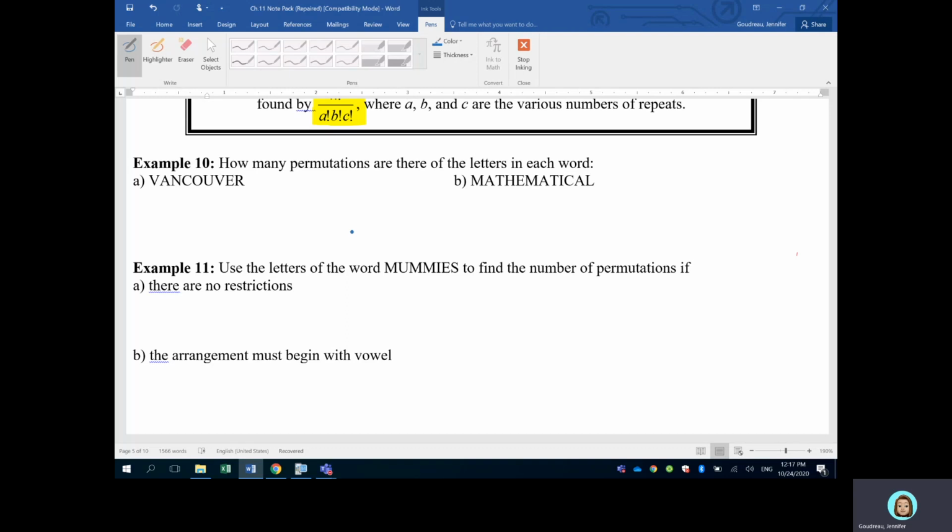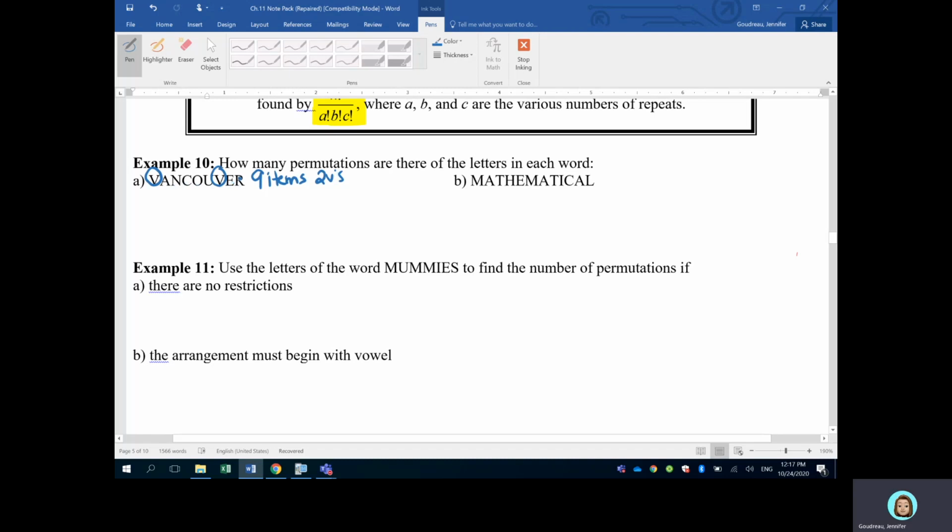So we're always going to start by counting the number of items we have and then checking to see if there are repeating items or if all of the items are distinct. In Vancouver, we've got 1, 2, 3, 4, 5, 6, 7, 8, 9 items, or 9 letters, that we are arranging. And then when we go in to see if we have any repeating items, we can see that we do. I have a V here and a V here. So we have 2 V's. None of the other letters are repetitions.